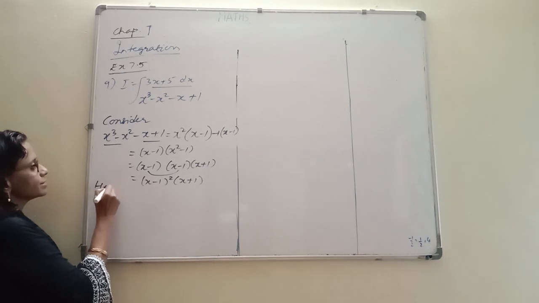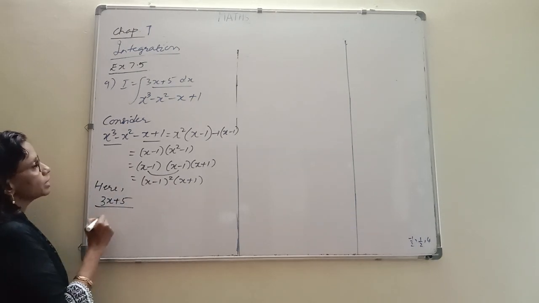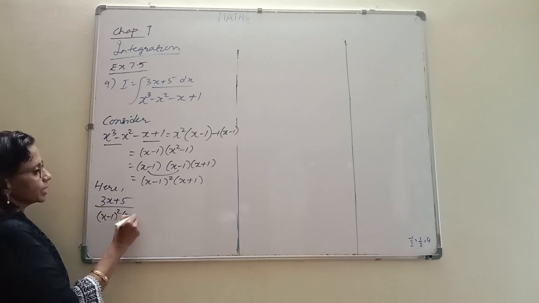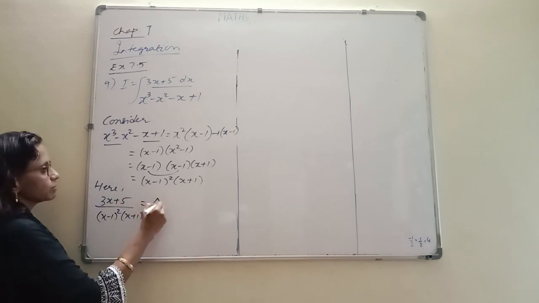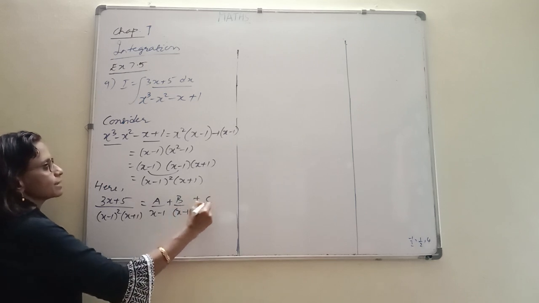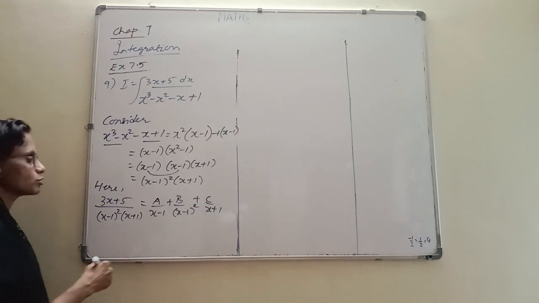So what happens is, here we are having 3x plus 5 over x minus 1 the whole squared times x plus 1, because it is broken up that way. And we know when we have a repeated factor, we'll have a times x minus 1, b times x minus 1 the whole squared, and c times x plus 1.